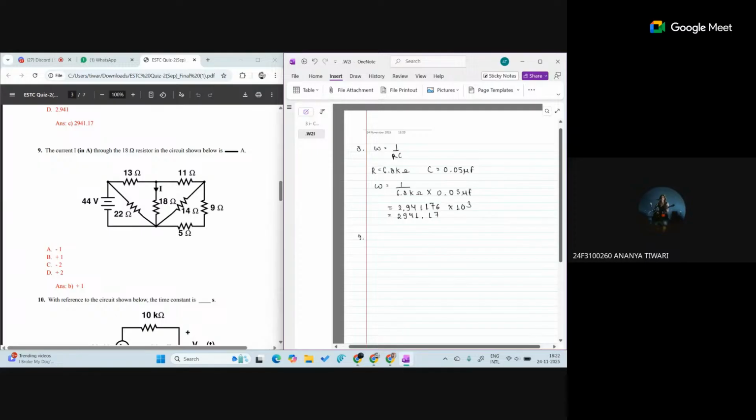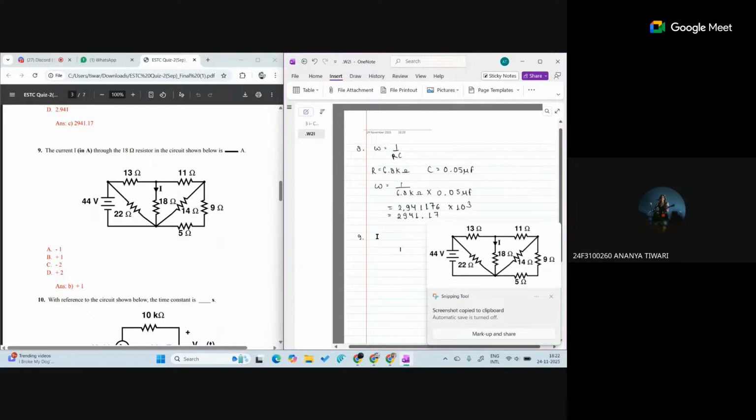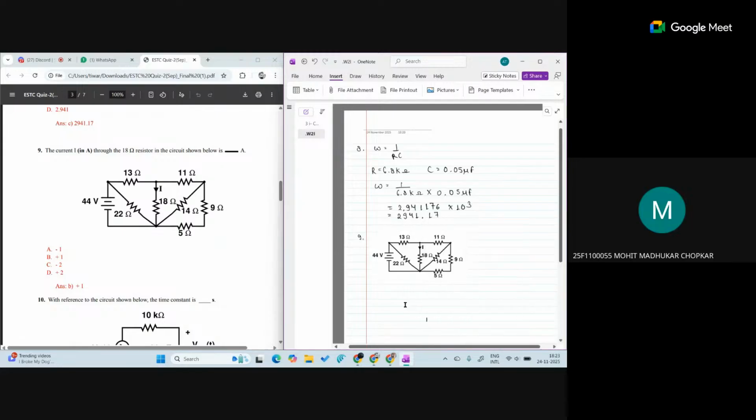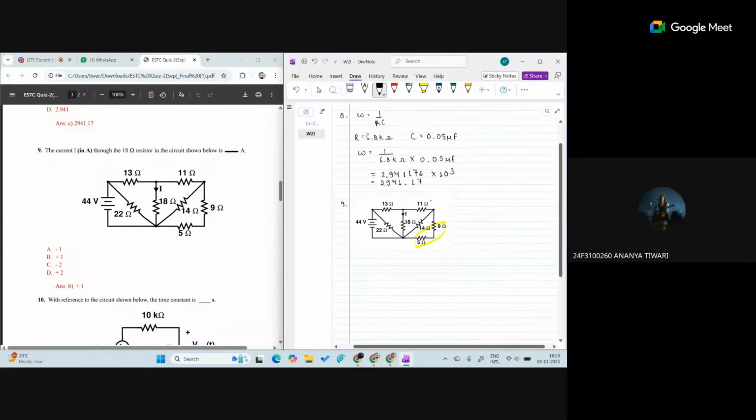Okay. So now for this question, what we will do here is first simplify the circuit using the parallel and series combination of resistors, and then we will find the current across the branches using the current dividing rule. So this is in series. 5 plus 9 would be 14 ohm.